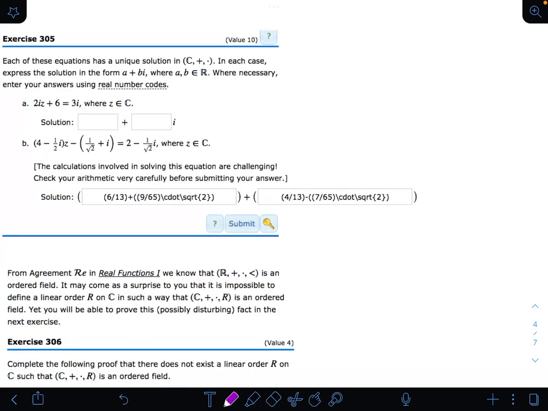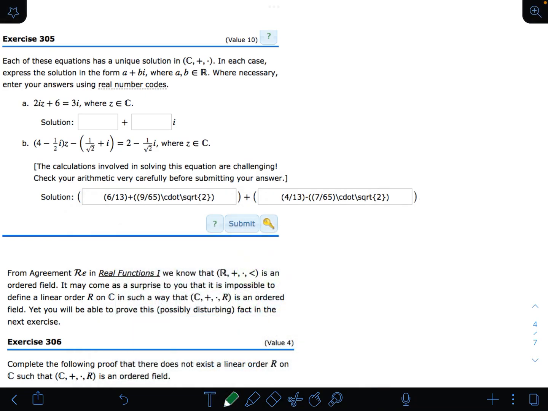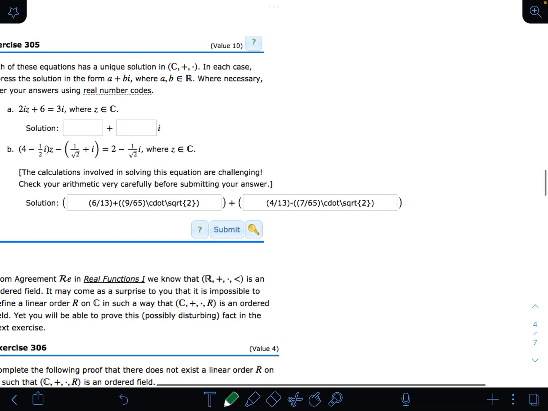So when we talk about exercise 305 with the equation solving with the complex numbers, it's going to get a little bit sticky. So I wanted to walk you through one of those, especially problem B. You look at the answer line for that one. It's pretty out there, but that's okay. Let me walk you through this real quickly here.